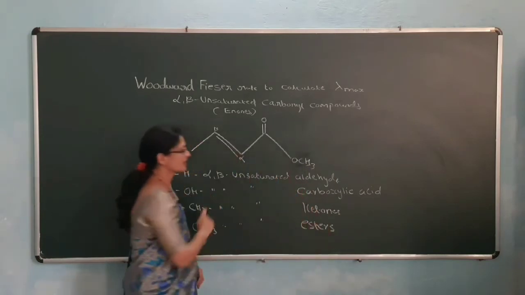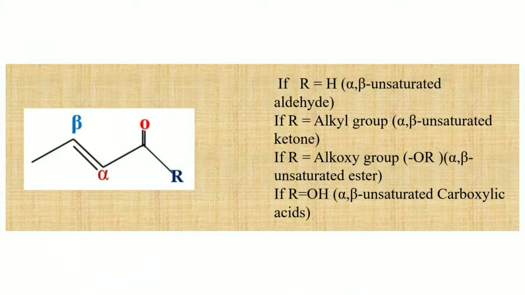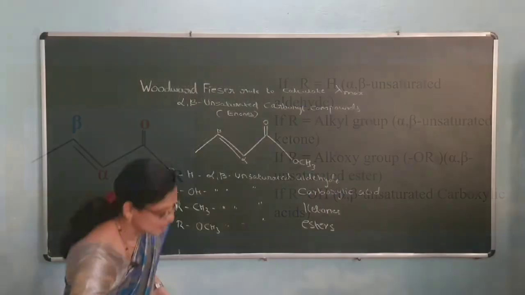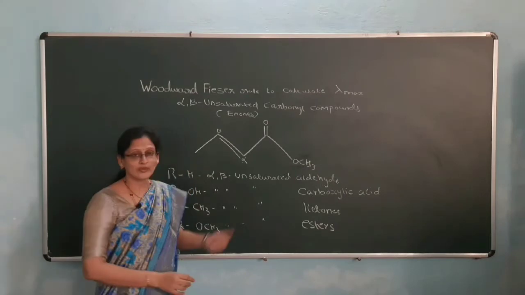I will repeat once again. If R is H, then that compound is an alpha beta unsaturated aldehyde. If R is OH, it becomes an alpha beta unsaturated carboxylic acid. If R is a methyl group, it is an alpha beta unsaturated ketone. If R is an alkoxy group, then that compound is an alpha beta unsaturated ester. Okay, we will move to the Woodward-Fieser rule.